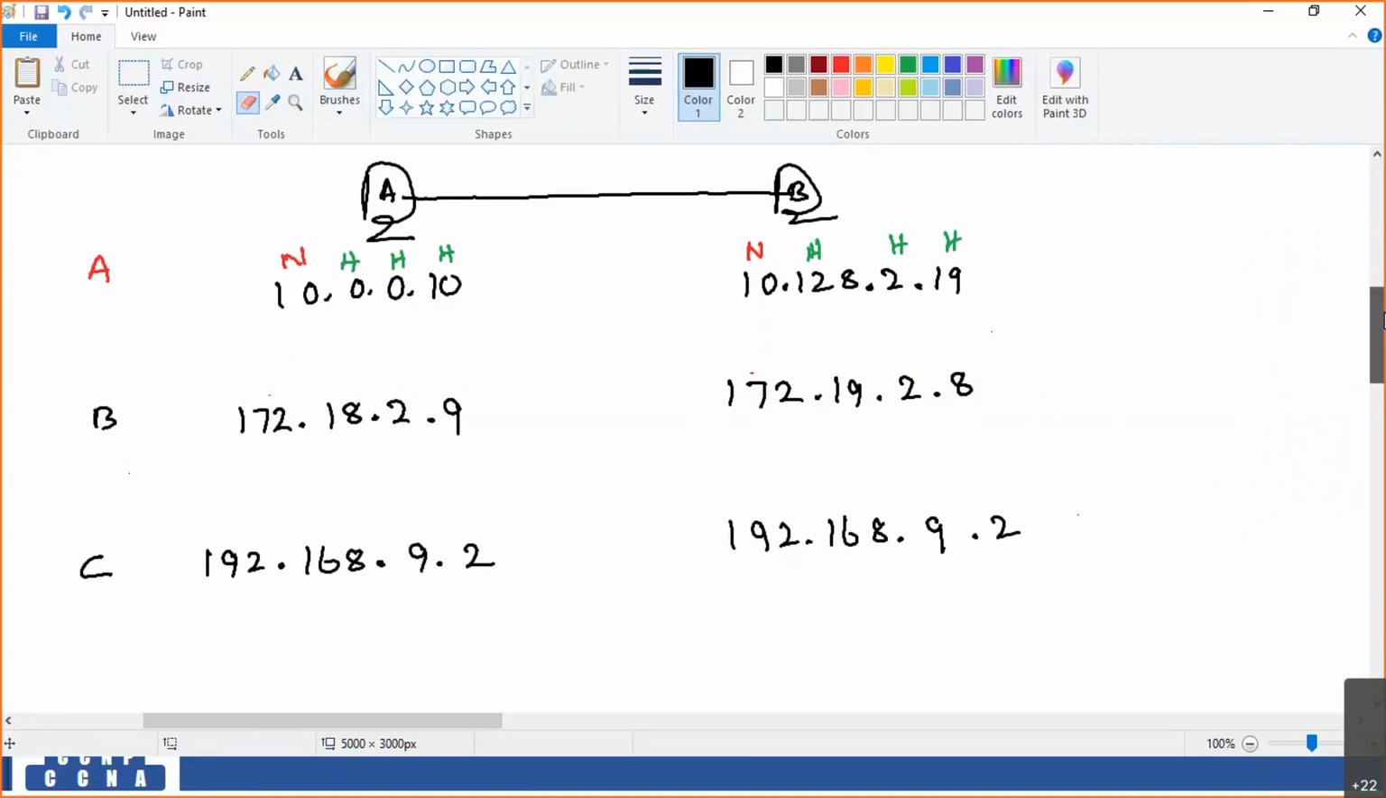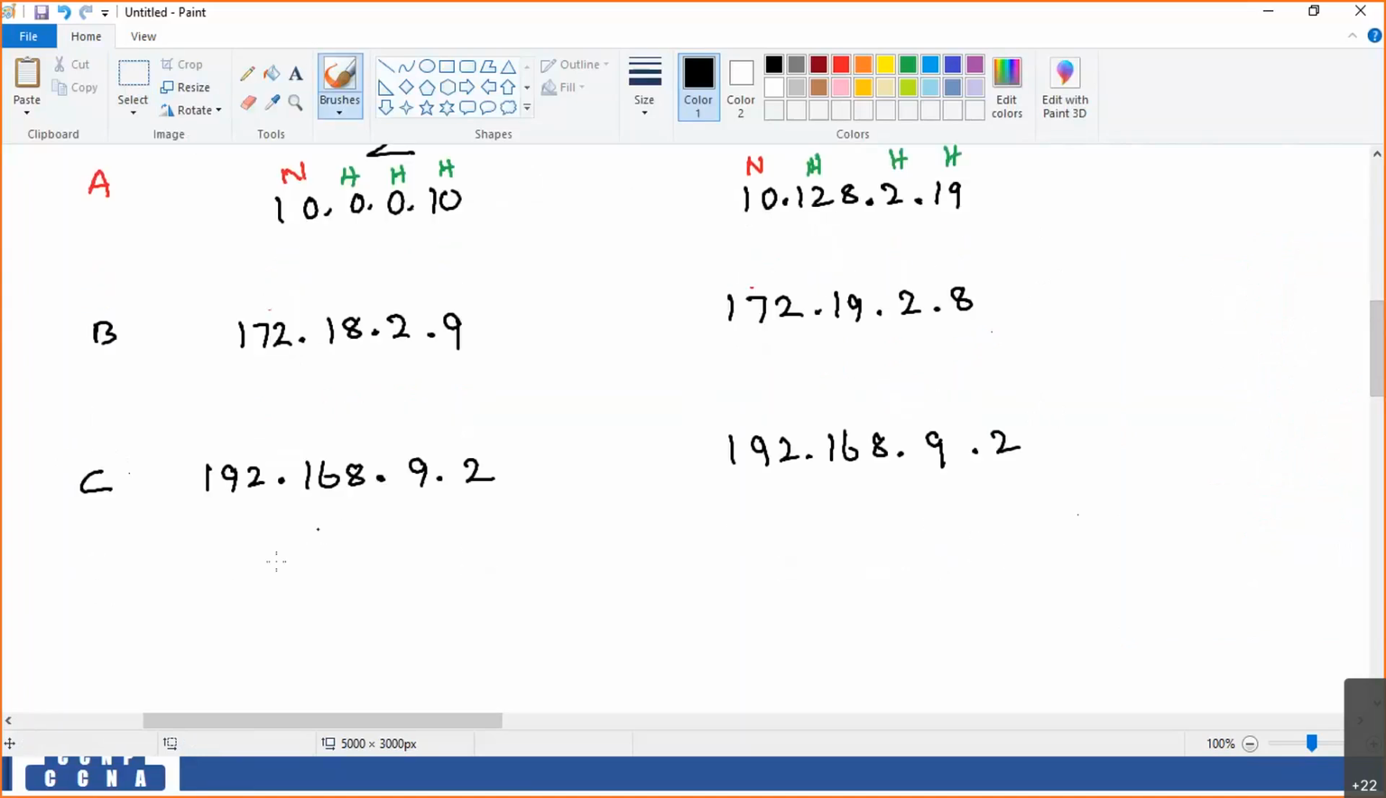And the next example: computer 1 is 127.1.1.1, and computer B is 127.2.1.9. Will they communicate? No. Bad IP. 127 we should not use. Very good answer. Perfect, perfect, guys.